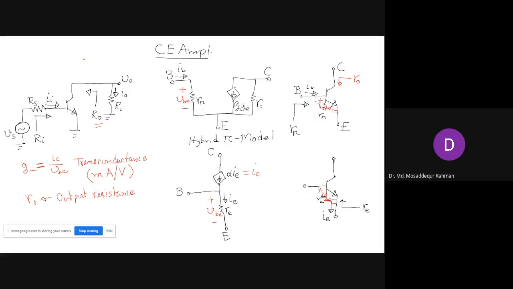So in the pi model, we look from the base side, and in the T model we look from the emitter side. And in the pi model, IC is represented by a voltage dependent current source, and in the T model IC is represented by a current dependent current source. Guys, any question?